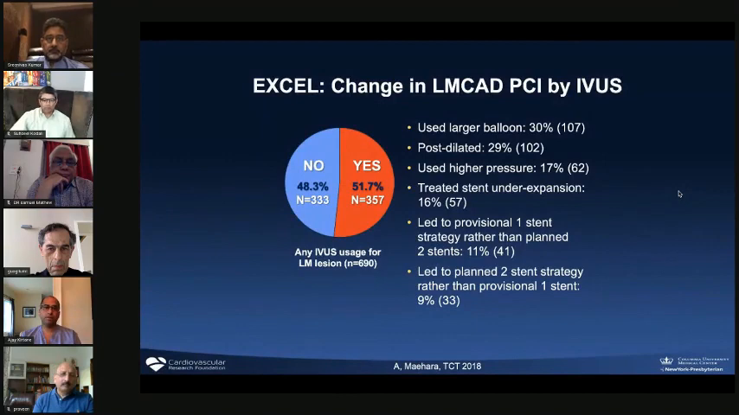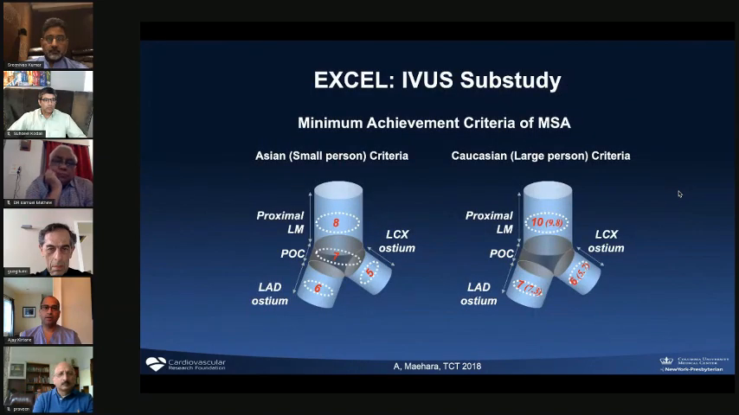This is data from Akiko Mintz, who showed that when you use IVUS, you actually change what you did 50% of the time. And that may be a different strategy. That may be more post-dilatation. It may be debulking or other plaque modification strategies. What are the criteria? I love this slide because Akiko is a small person. She's obviously Asian as well.